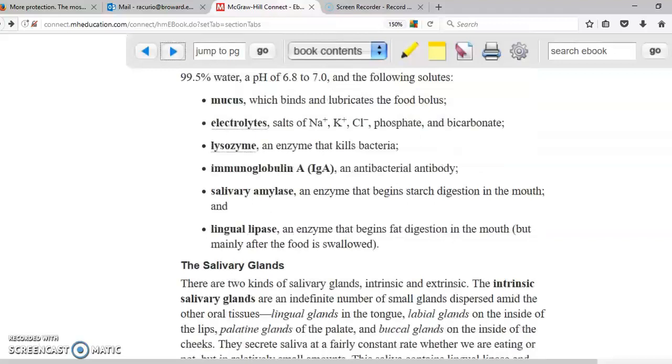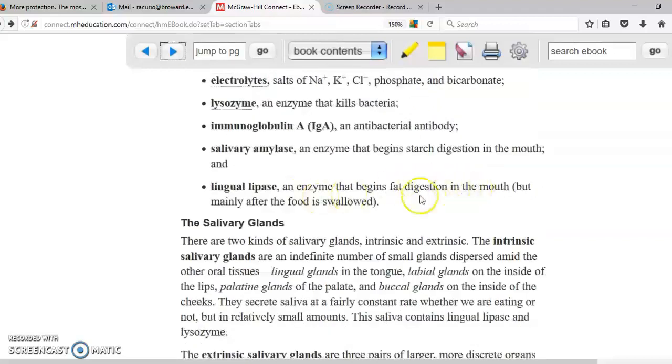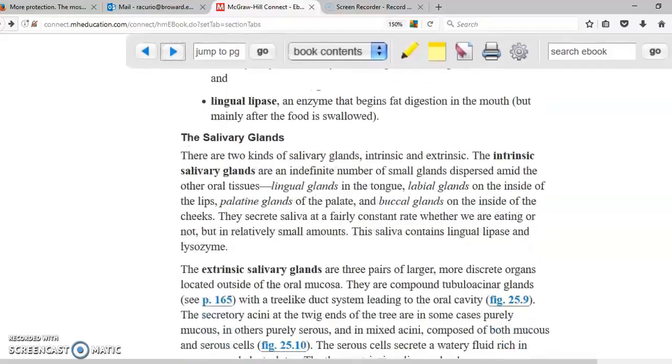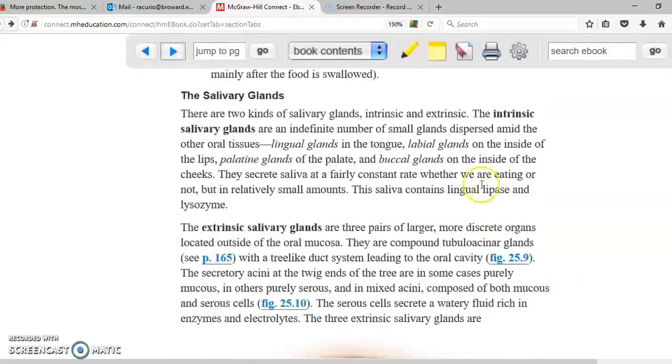Lingual lipase is an enzyme that begins fat digestion in the mouth, but mainly after the food is swallowed. Which ones are the salivary glands? We have 2 main kinds, intrinsic and extrinsic. Intrinsic glands are numerous, very, very tiny salivary glands that we have all over our mouth, and they secrete just small amounts of saliva. Extrinsic salivary glands, we have 3.